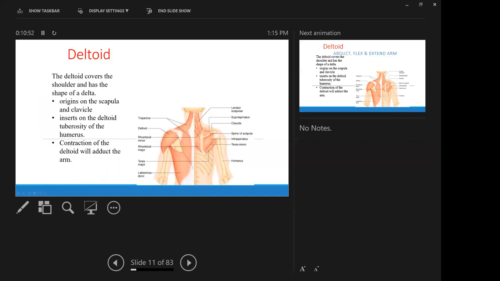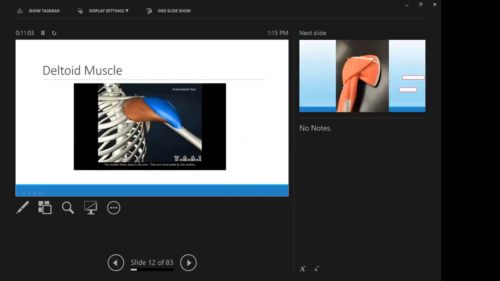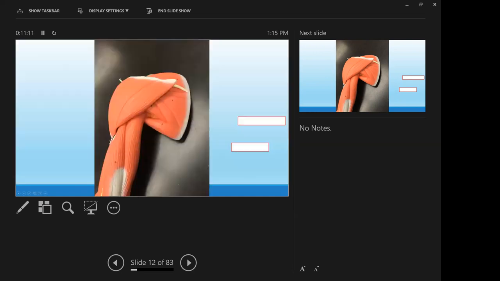Deltoid muscle, the large muscle covering our shoulder, inserts on the deltoid tuberosity of the humerus. And there's our deltoid muscle there. There is the deltoid tuberosity underneath that muscle at that point. And again, you can see there's the deltoid there.